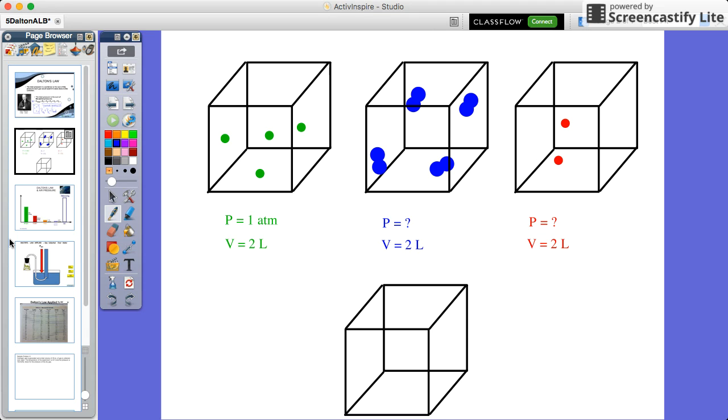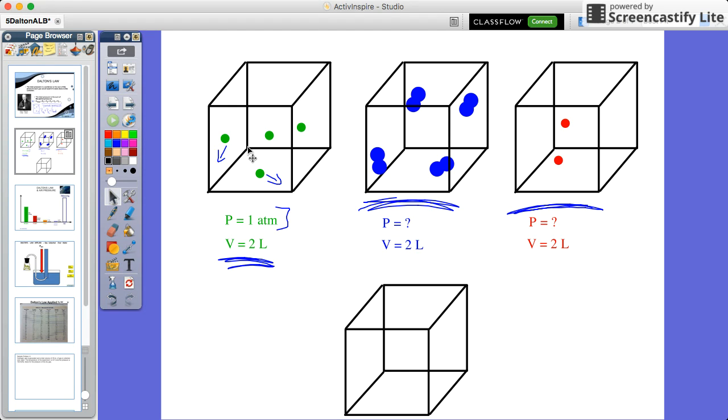So if we look at this example, this is a nice little example of Dalton's Law. In the green container, you've got 4 molecules, atoms, whatever these are, running around making collisions. It tells you the pressure is 1 atm, the volume is 2 liters. And if you look, the volume is held constant across all 3. What would the pressure be in the blue container? And now what would the pressure be in the red container?